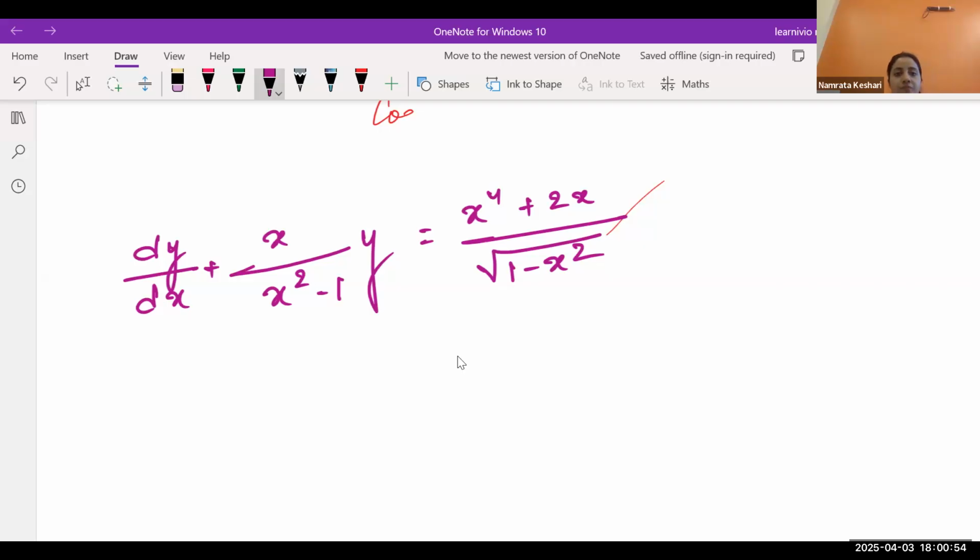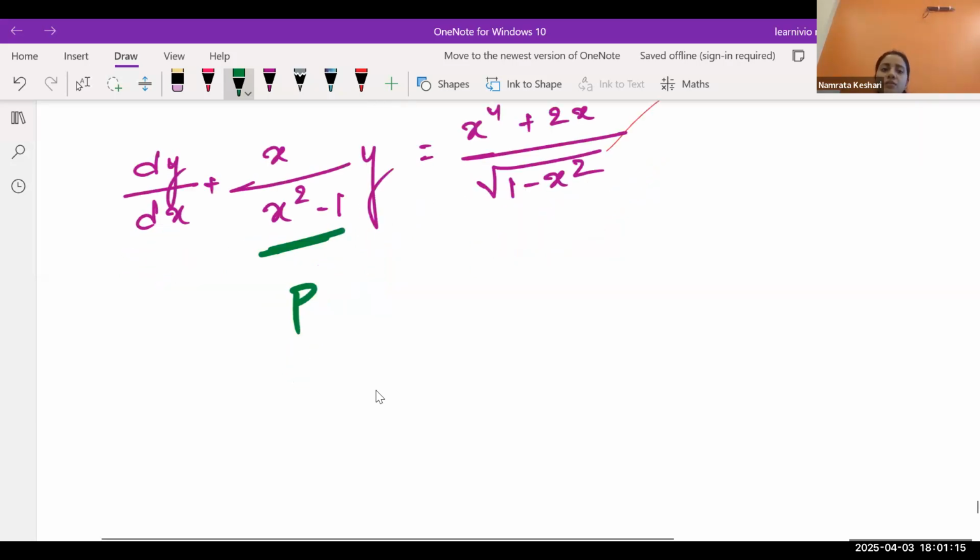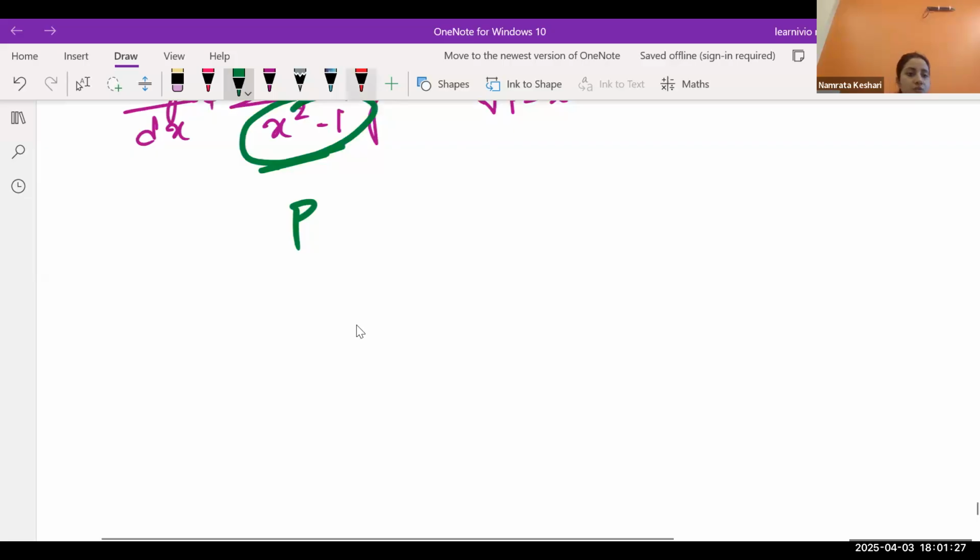Ma'am, is it root x square minus 1? Yes, the integrating factor is root x square minus 1. So you are getting root x square minus 1. You must have done the substitution, getting the numerator, and then doing the integration is really simple over here, right? Okay, that way only we need to do it. Let's take another question.